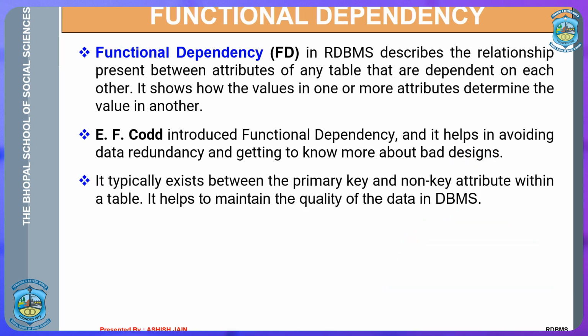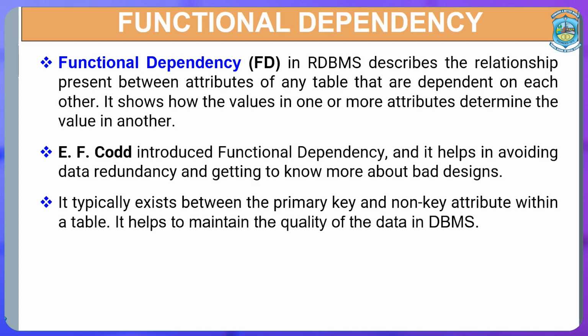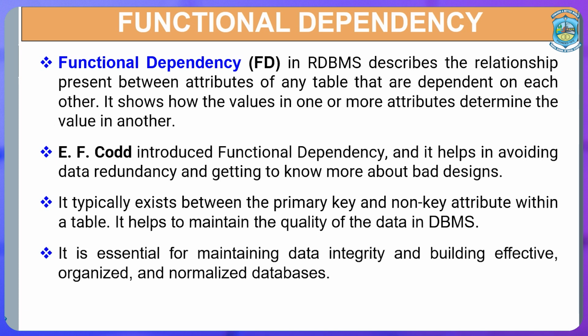This typically exists between the primary key and the non-primary key. In a table or a relation, we have some key attributes, and generally the most frequently used key attribute is the primary key. So we have the relationship between the primary key and all those fields that are non-primary. It is very essential for maintaining data integrity and building effective, organized and normalized databases. This is the use of functional dependencies.